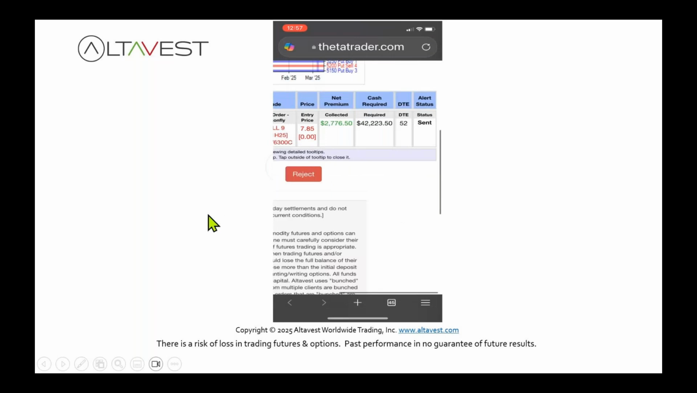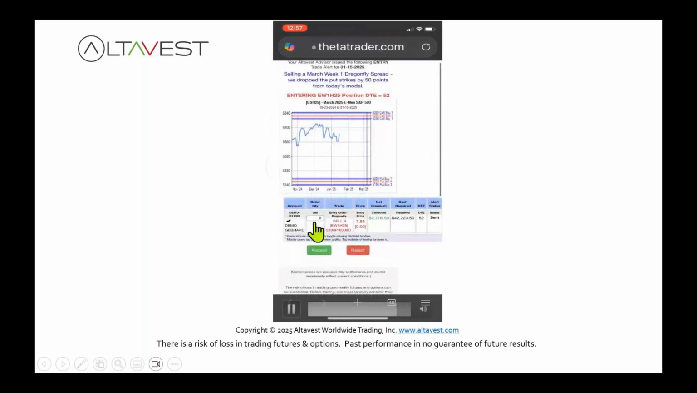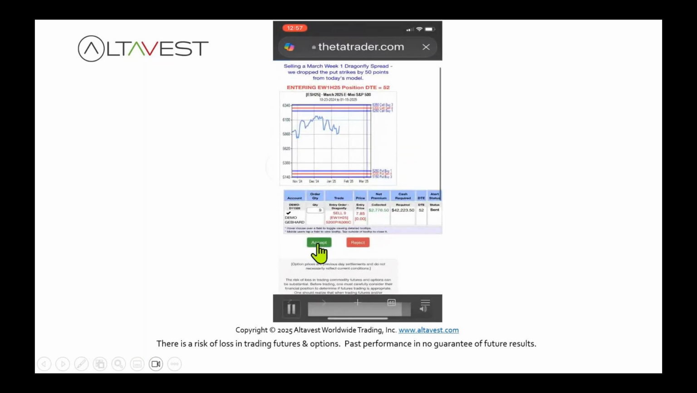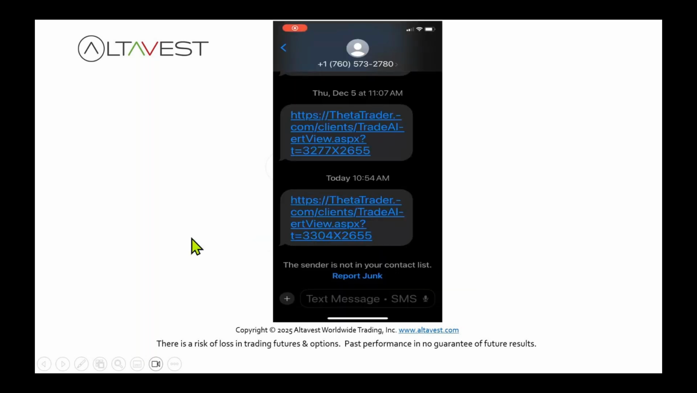And in this case, we would just touch accept that trade, and there it goes. It takes you to your today's order page, and just like that, the order's placed. So people love using those alerts.